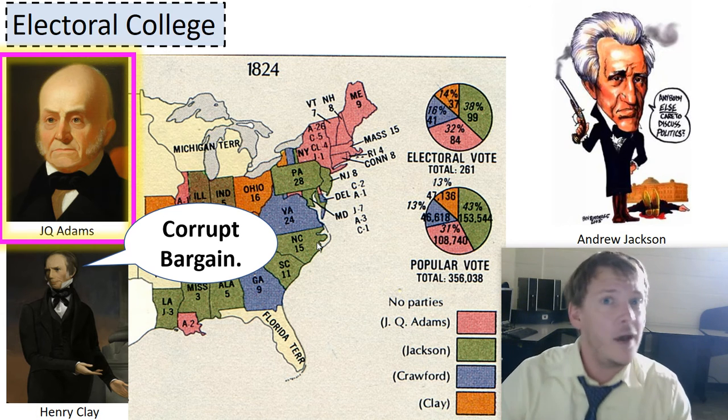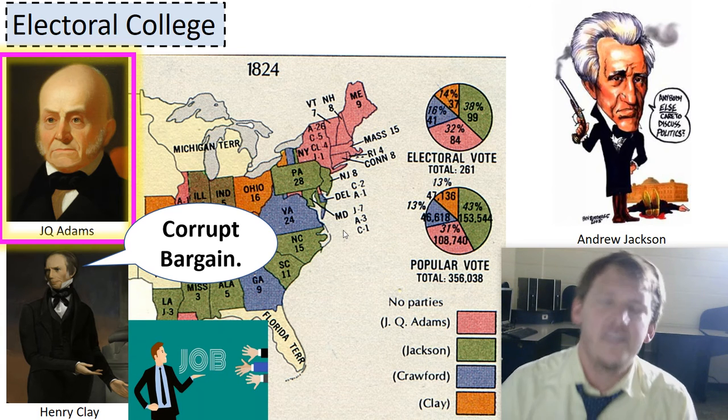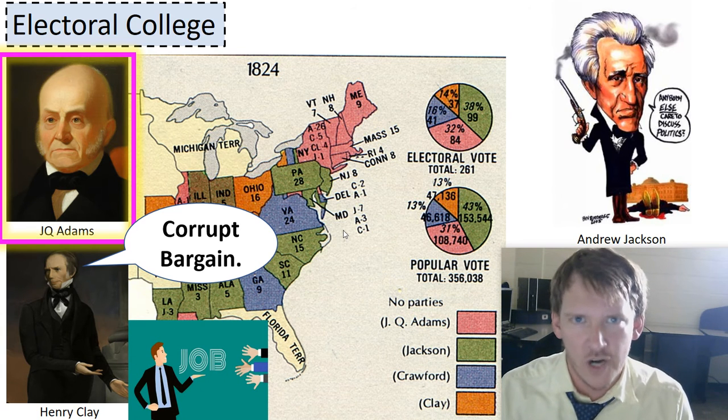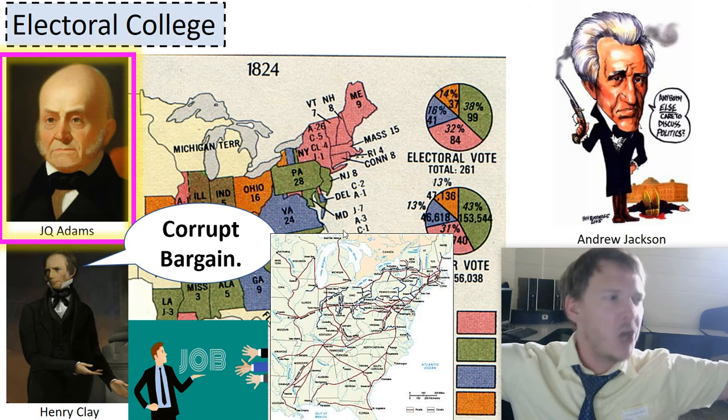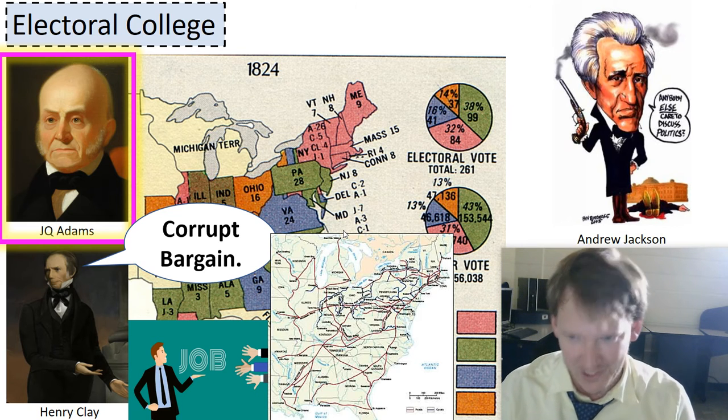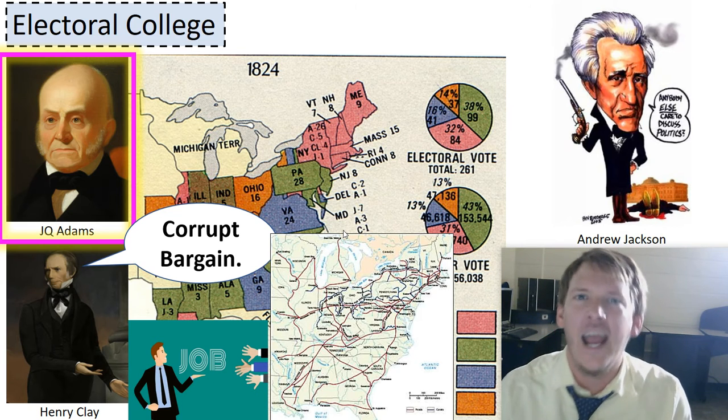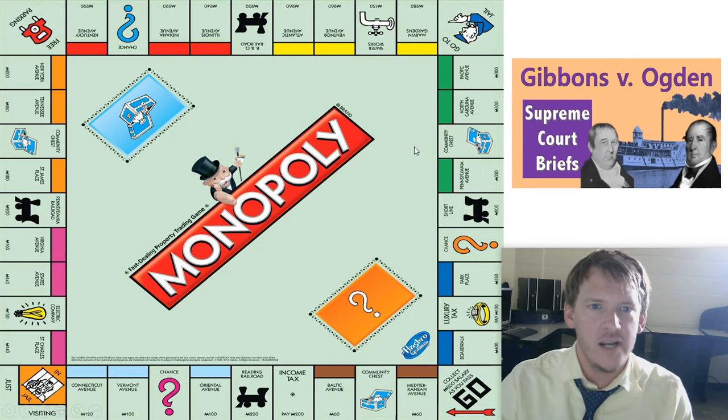13% of the vote, but I can help you get elected president. And he does. He says, just give me a job in your administration. And also, let's build some roads and canals. Of course, he wants to build some roads and canals. His name's Henry Clay. He is the man that builds the roads and canals.